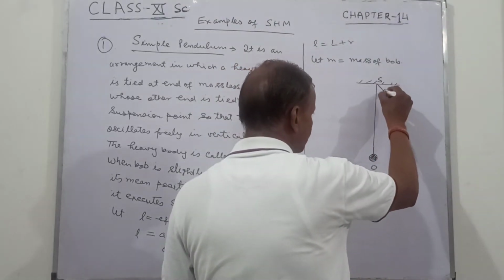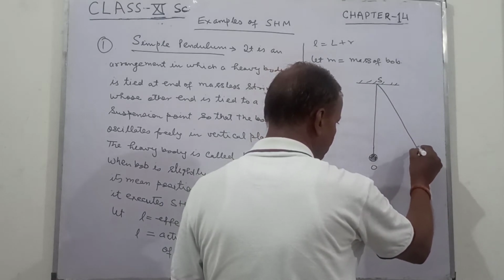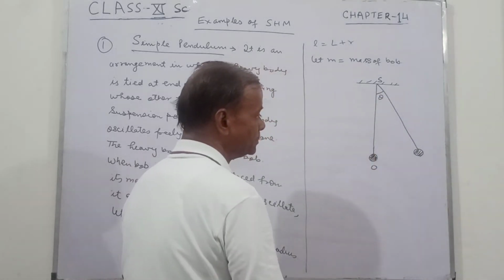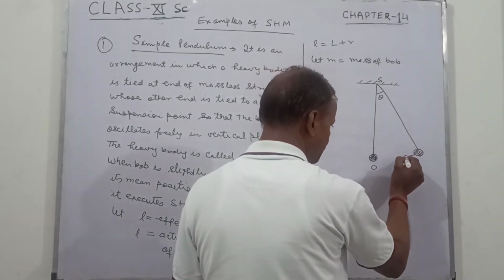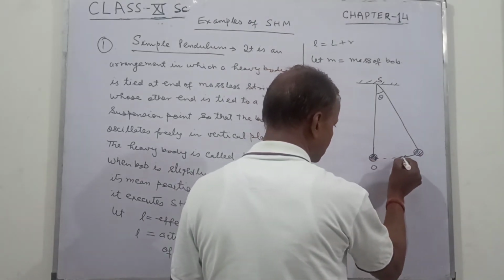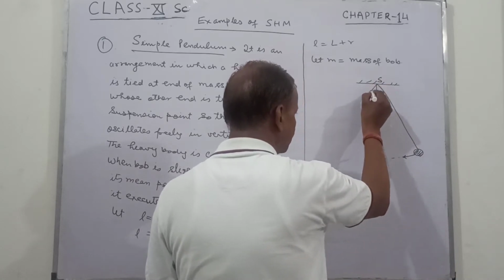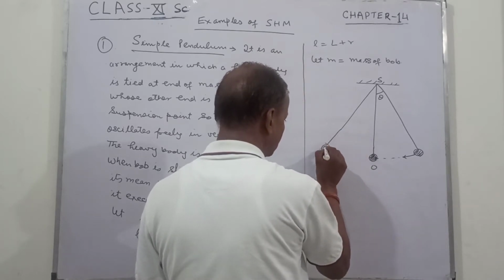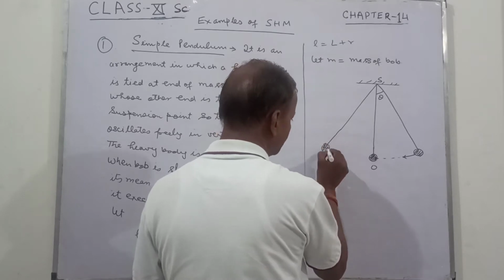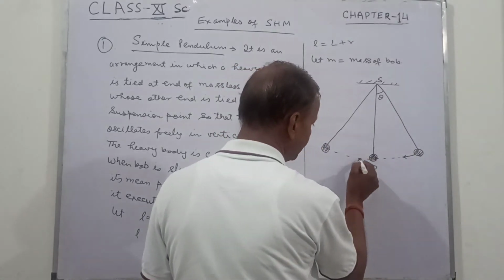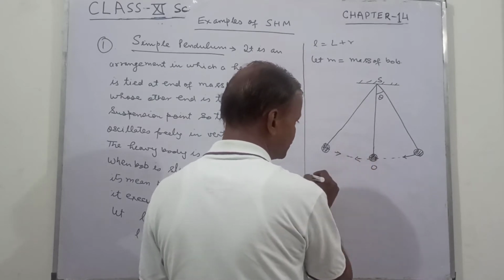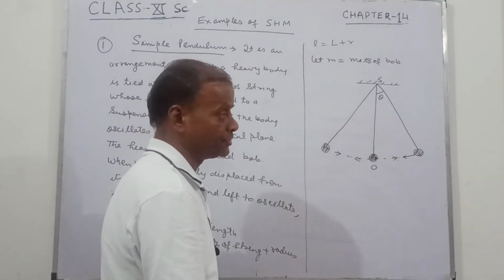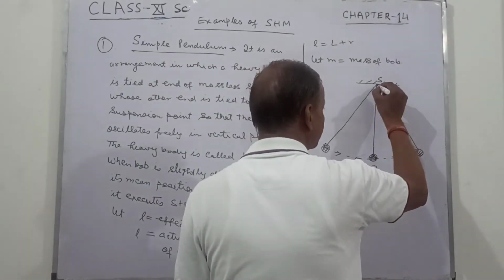Now suppose the bob is taken to this point, and let this angle be theta. Then it is released so that it goes like this, and then also it goes on this side, and comes back. So thus it vibrates to and fro about this mean position.